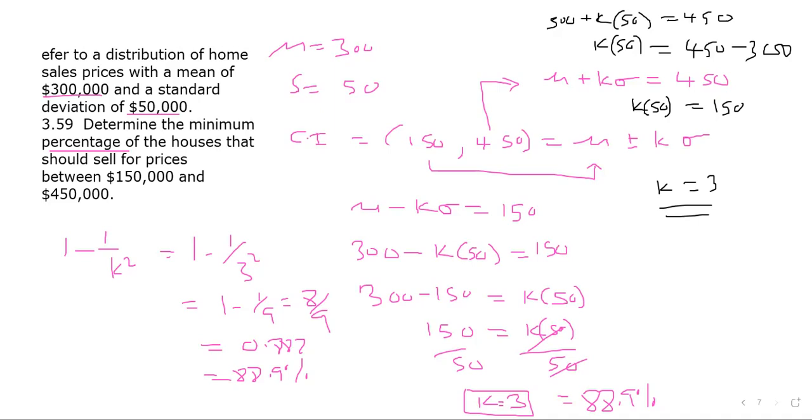So I want you to help me now on this one here. Refer to the distribution. The mean is 300, standard deviation is 50. What is the minimum percentage of the houses that should sell for between 170 and 430? Anyone to lead us through? What are we given? Given the mean to be 300,000, correct? The standard deviation 50,000.